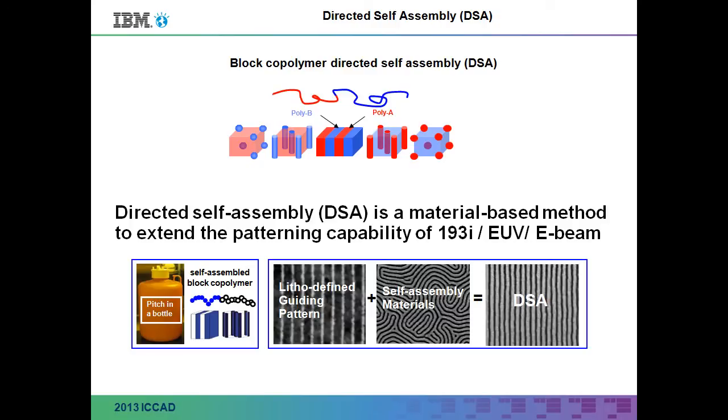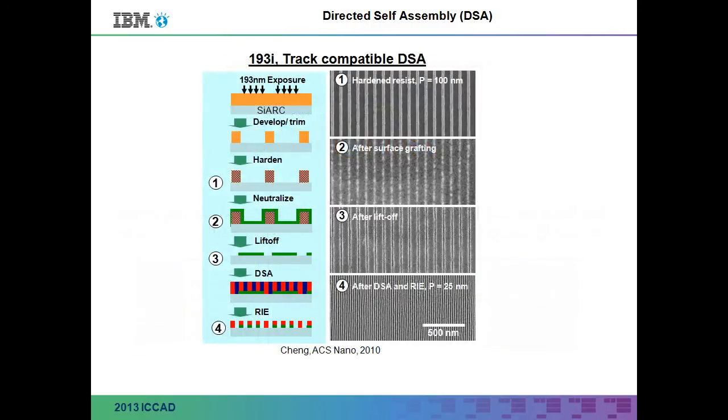Joy Cheng, who works at IBM Almaden, who is one of the pioneers of this technique, called it pitch in a bottle. The lithography is sort of secondary at this point. It's all in the chemistry that these films, these block copolymers, have to be engineered to give you the right pitch.